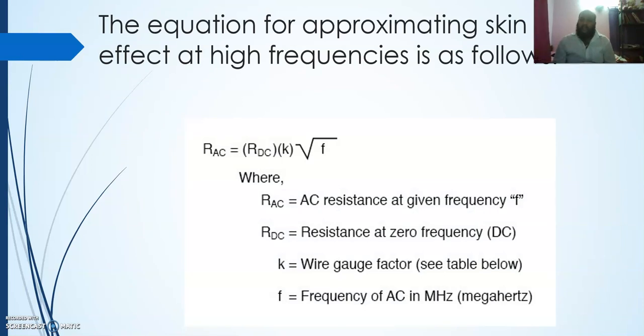Next, to calculate the skin effect in the conductor, we have the expression R_AC = R_DC × K√f, where R_AC is the AC resistance at a given frequency, and R_DC is the DC resistance, that is the resistance at zero frequency. K is the wire gauge factor, which depends upon the wire we are using, and f is the frequency of the AC signal transmitted through the conductor. With this expression we can find out the skin effect.